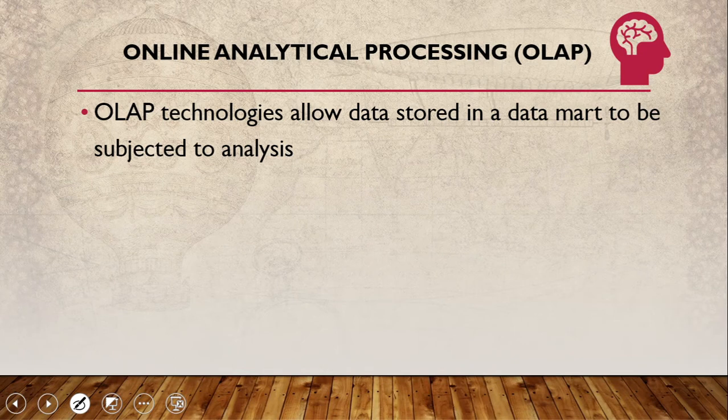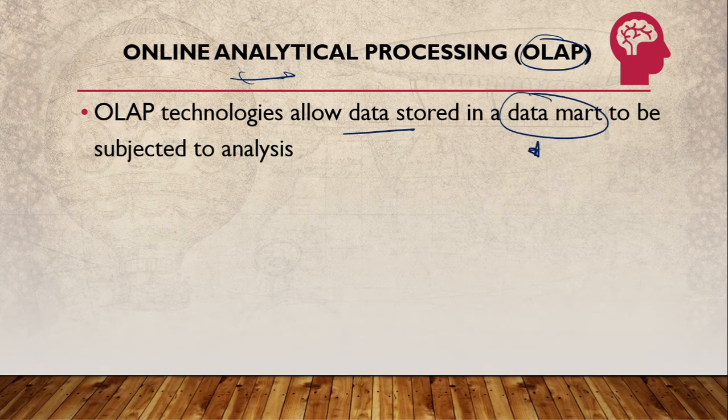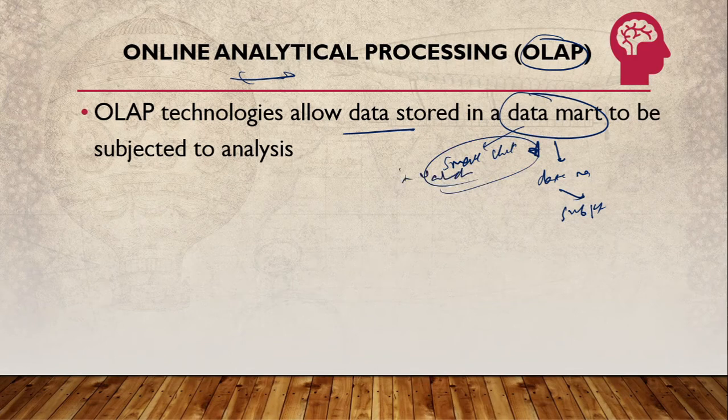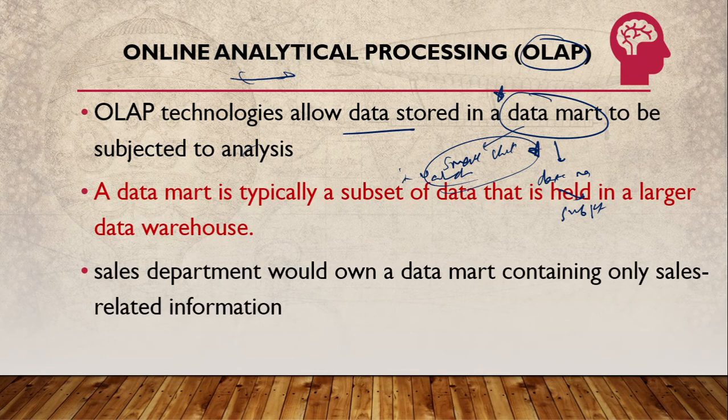Next, analytical processing is the online analytical processing, which is OLAP. OLAP technologies allow stored data in the data mart. We have understood in the previous video that the data mart is nothing but a subset of the data warehouse. So it's basically a small chunk of data in the warehouse. So OLAP is used for this data mart. Just remember, this is important. As I've said, it's a subset of the data in the larger data warehouse.